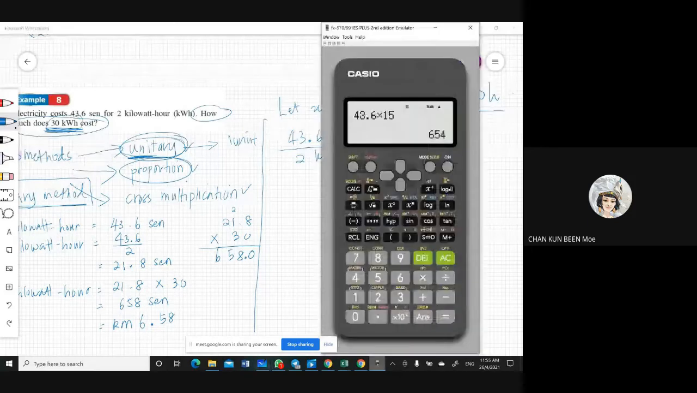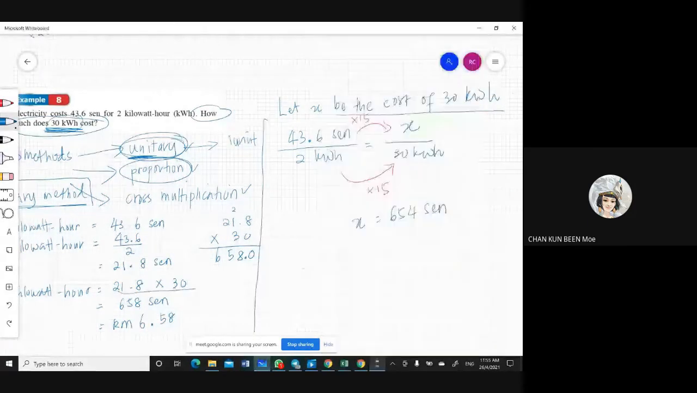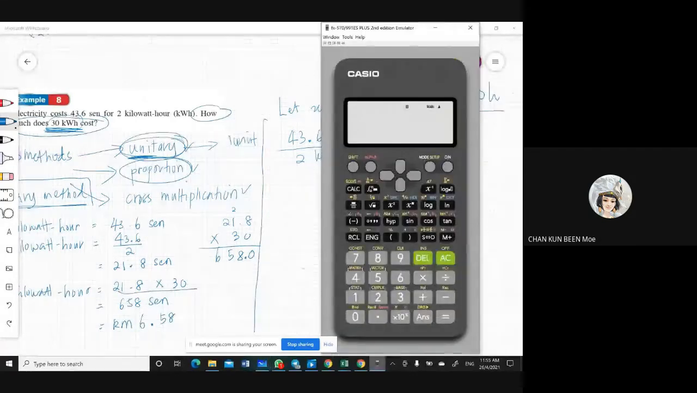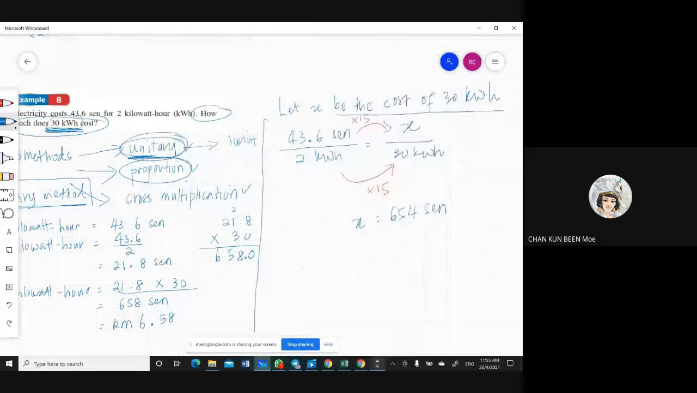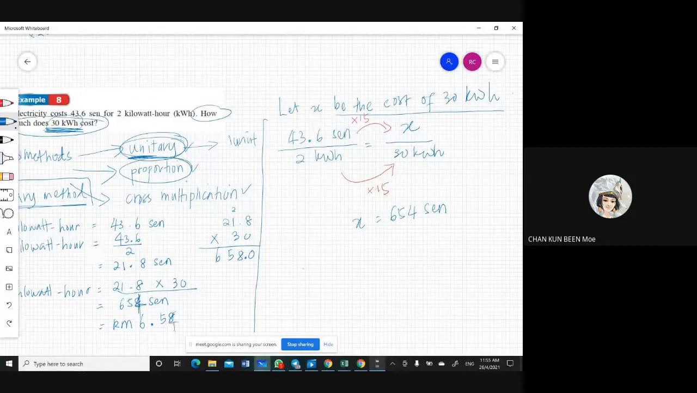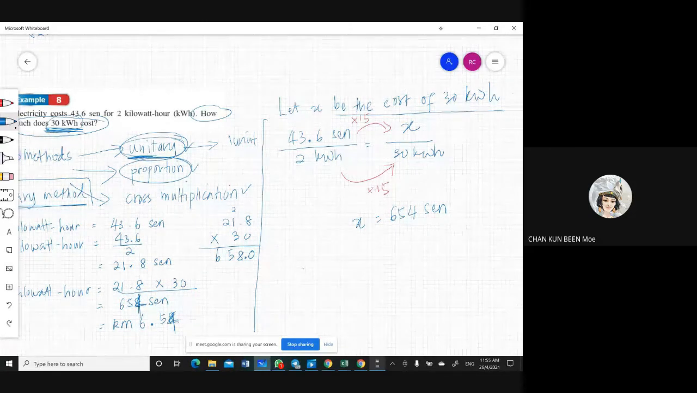654 cents. Did I multiply wrongly just now for 21.8 this one? 21.8 times 30. Let me check one more time. 21.8 times 30. Oh, I multiplied wrongly just now. It's supposed to be 654 also for this one. 654. Okay, now it's correct.